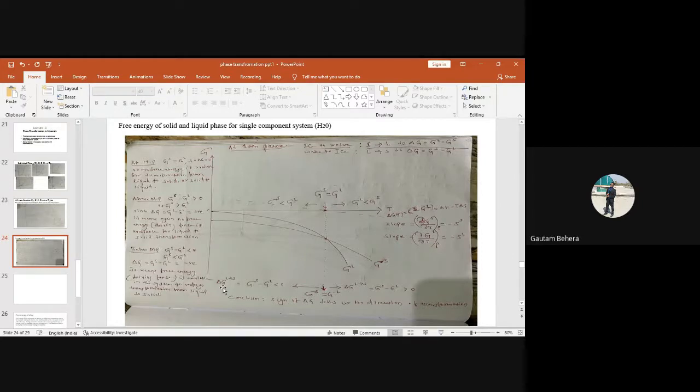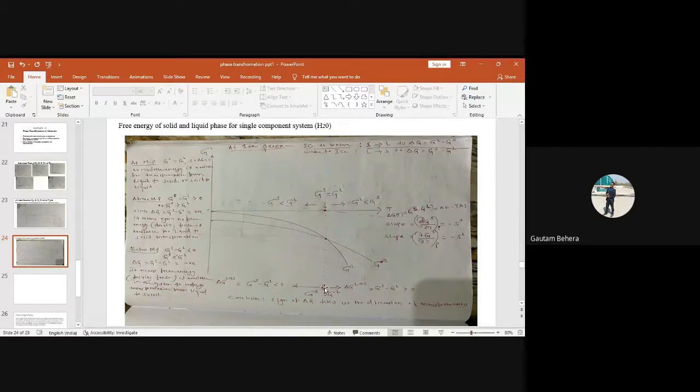Is it okay? You people are getting my point? Yes, sir. Right? So delta G is always the change in free energy, that is, the free energy of product minus the free energy of reactant. Since you want to convert liquid into solid, liquid is the reactant and solid is the product. So that will be GS minus GL, where GS is the free energy of solid and GL is the free energy of the liquid, right?